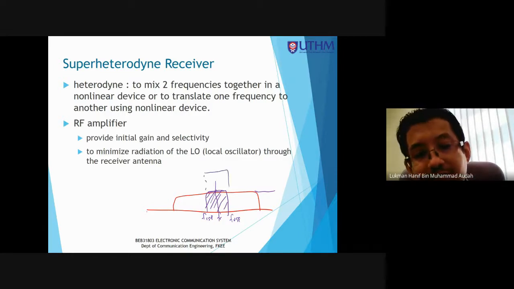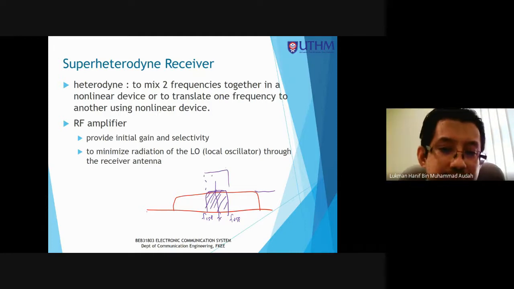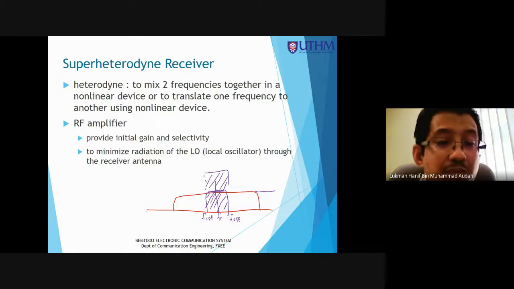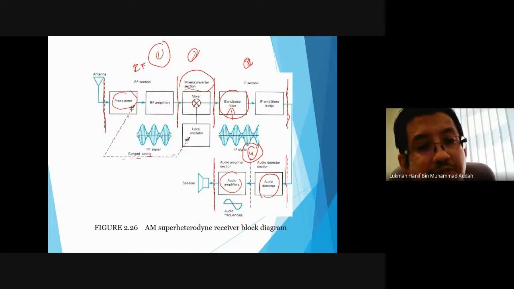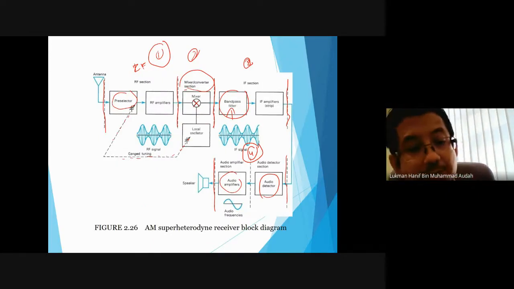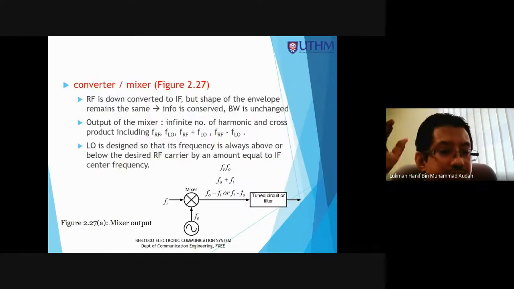Okay, kita amplify ke semua amplitude-nya menjadi lebih besar. Okay, menjadi lebih besar. And then we put it inside the mixer converter section. Kemudian dia akan masuk ke dalam mixer converter section. Okay, section yang kedua. Okay, so what happened?